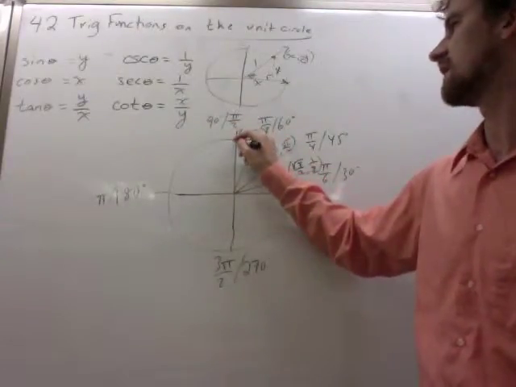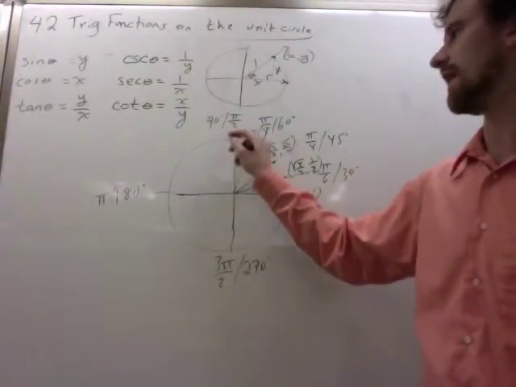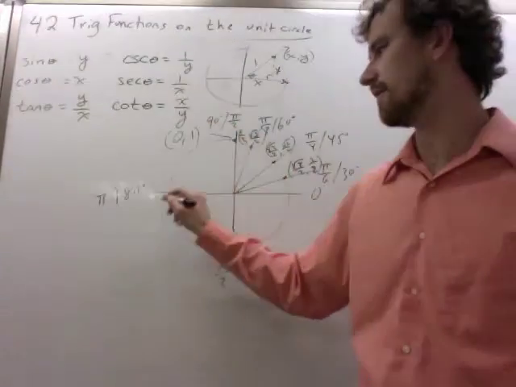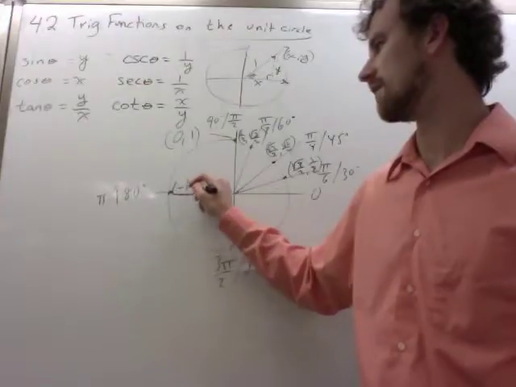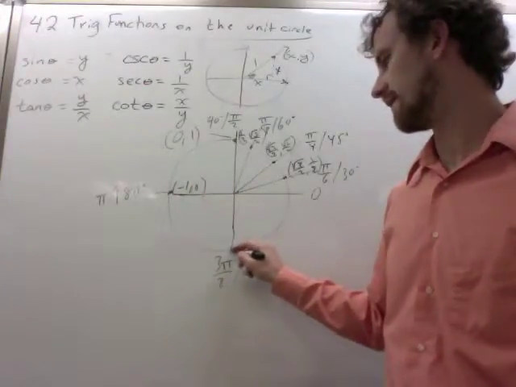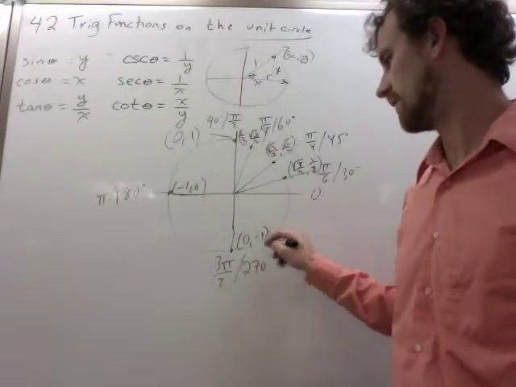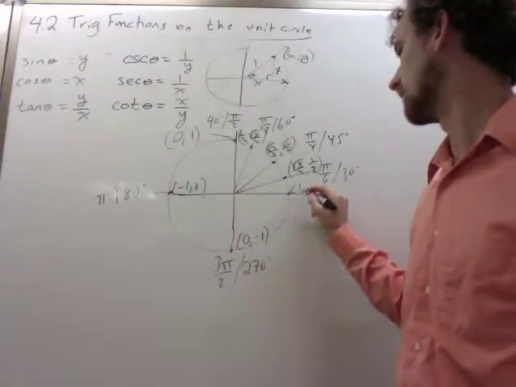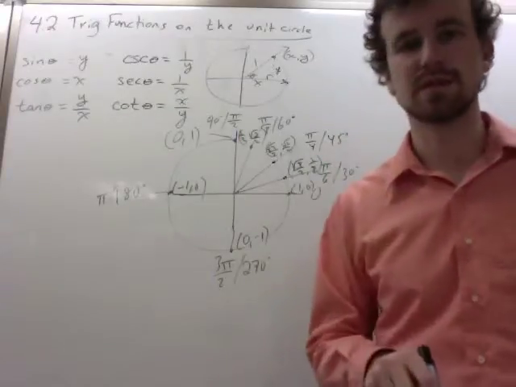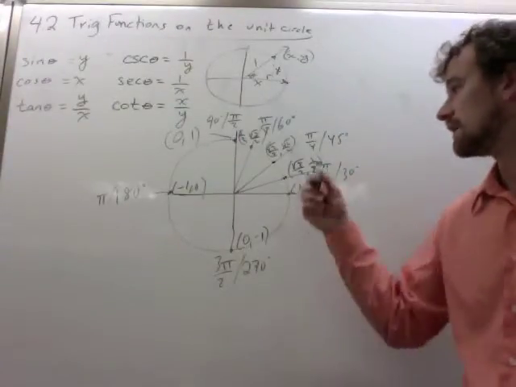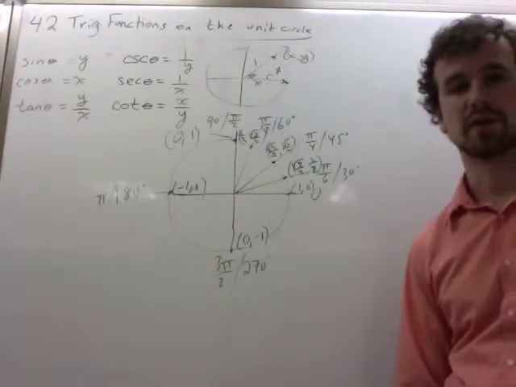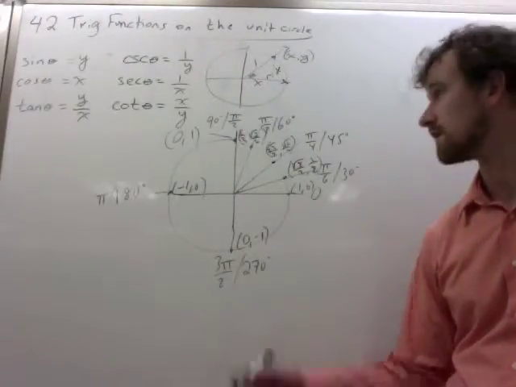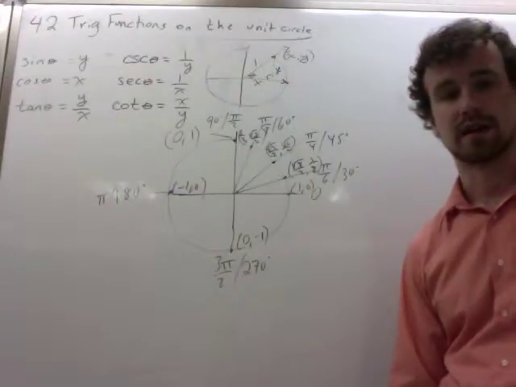For 90 degrees, we're going straight up, so that point is just 0, 1. For pi, we're at negative 1, 0. For 3 pi over 2, we're at 0, negative 1. And for 0 or 2 pi, we're at 1, comma 0. So we can use those ordered pairs to determine the trig functions of those points. Those ordered pairs are also listed on a page in your book.